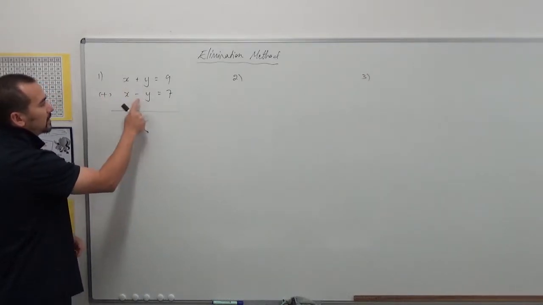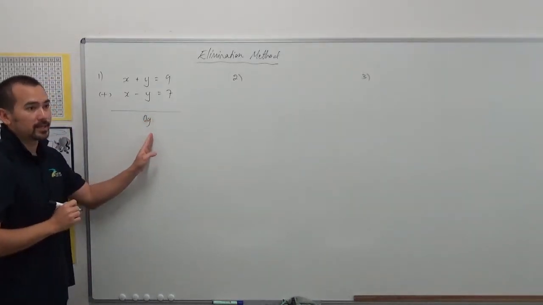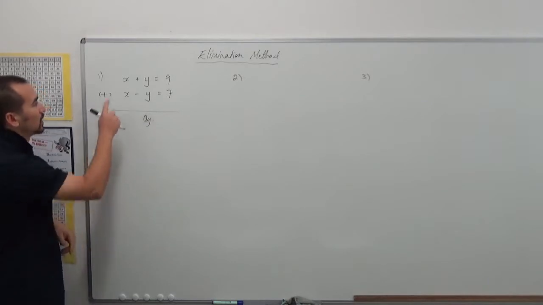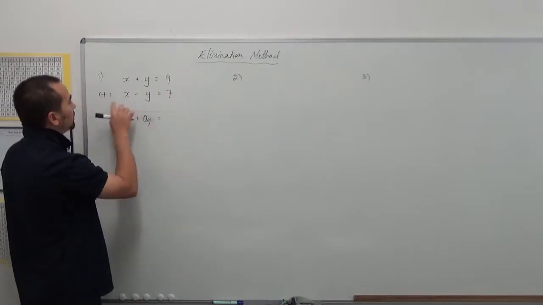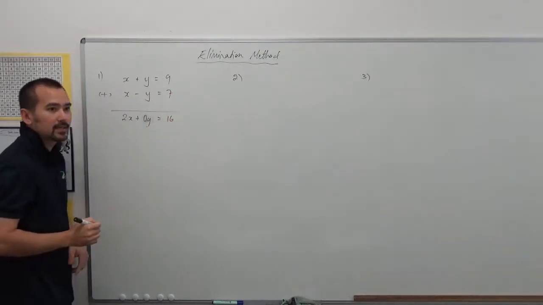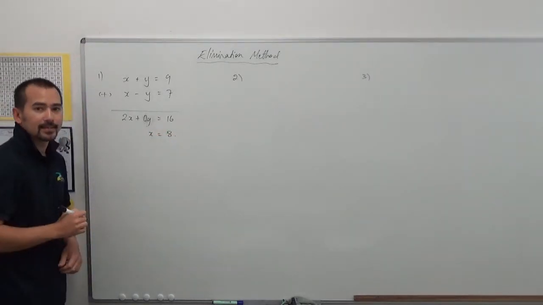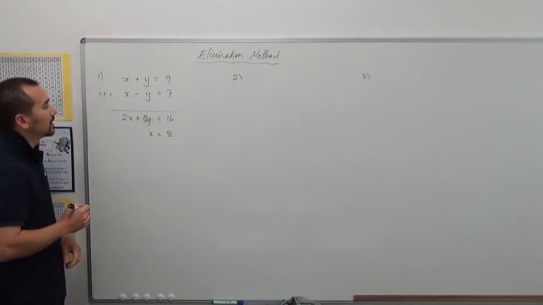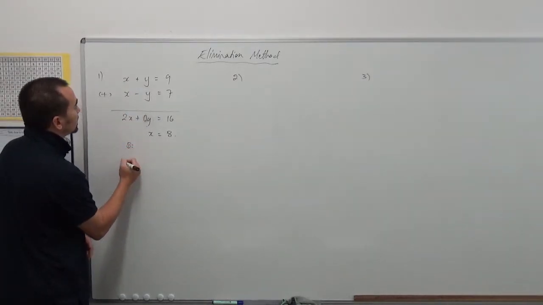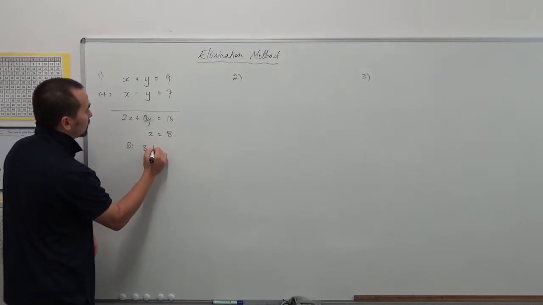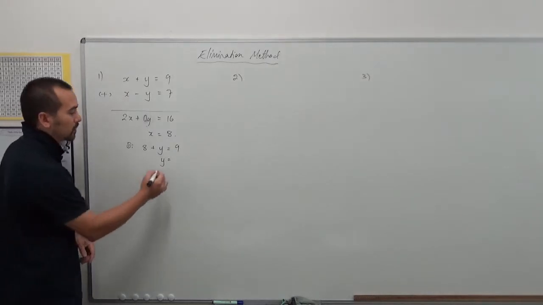1y plus a negative y will give me 0 y's. Okay, so that's how I eliminate the y's, it's by adding the second equation. 1x plus 1x is equal to 2x. And 9 plus 7 makes 16. And if 2x's make 16, that means 1x is equal to 8. Yeah? Now, let's use equation 1. Equation 1 says x plus y is equal to 9. That means y has to be 1.